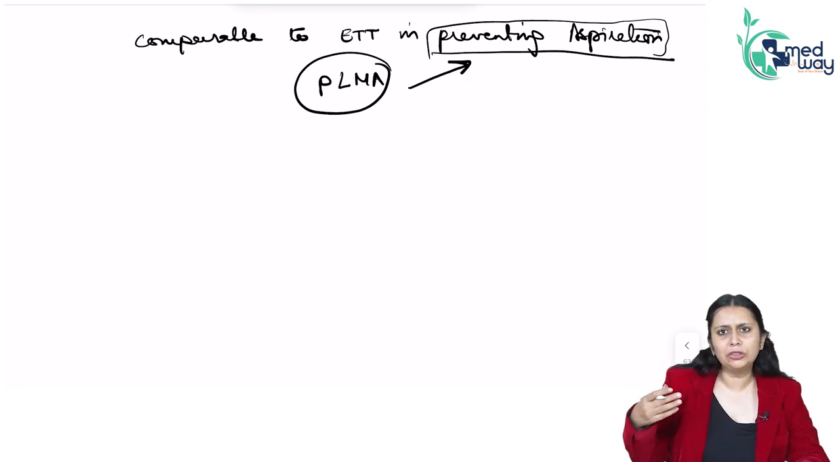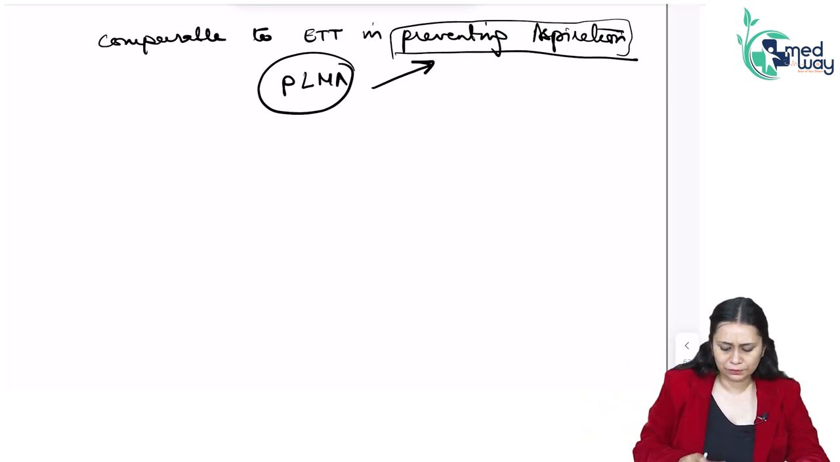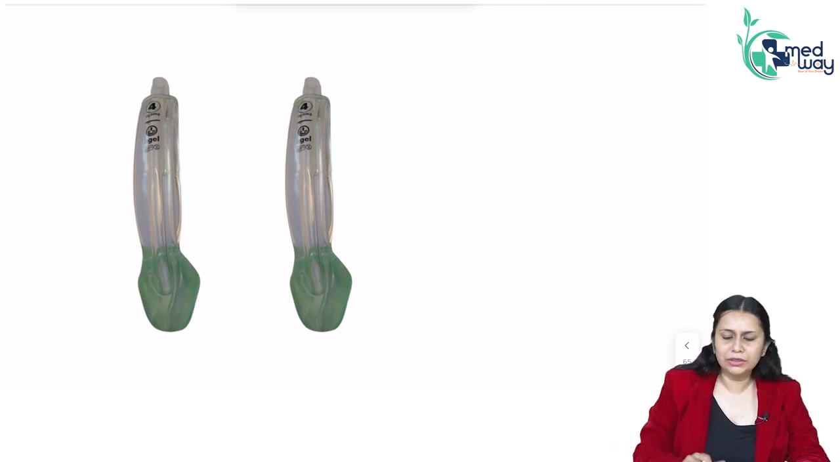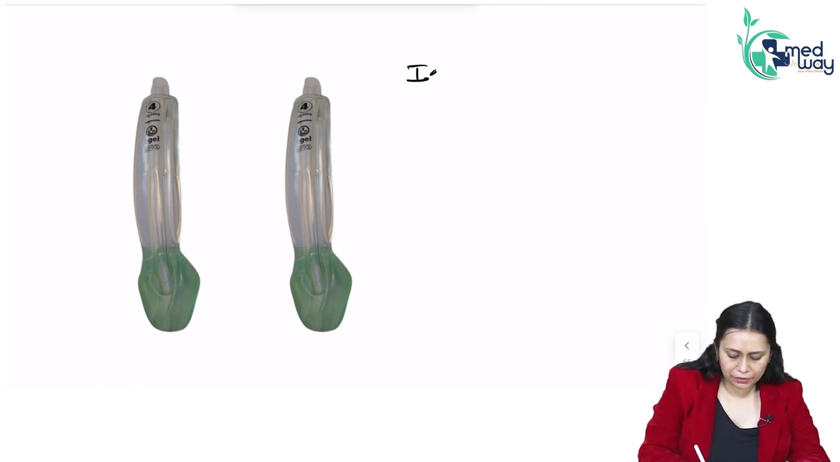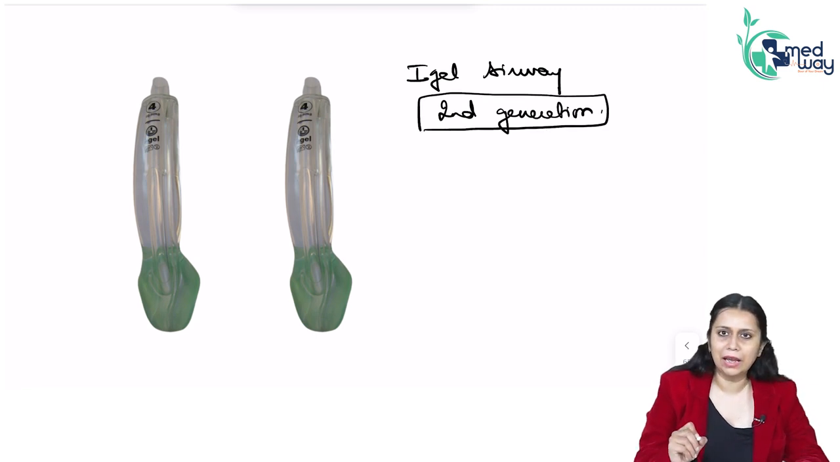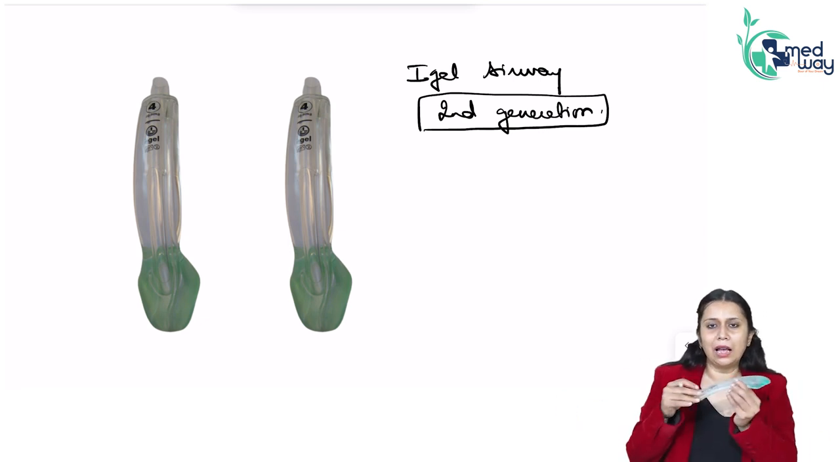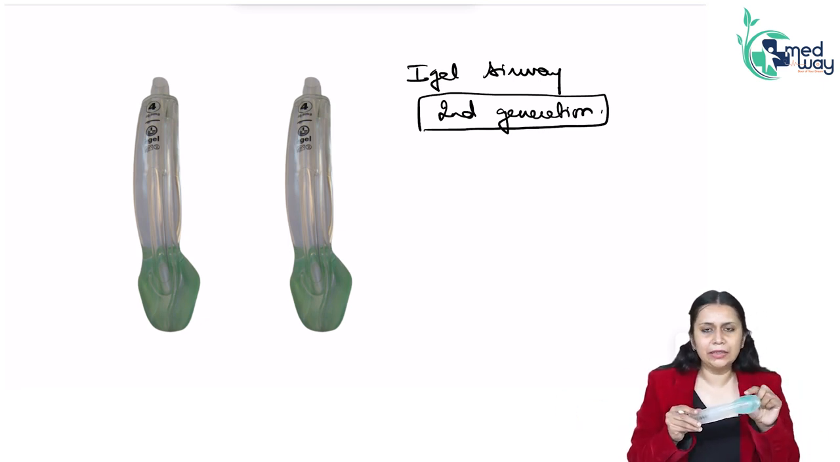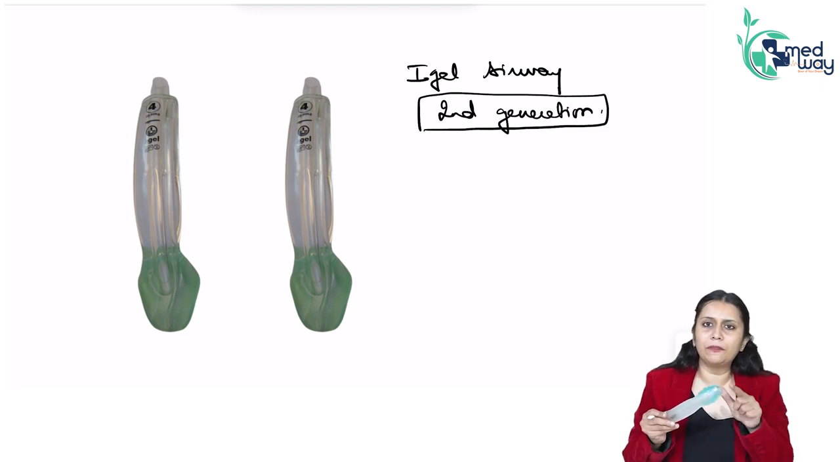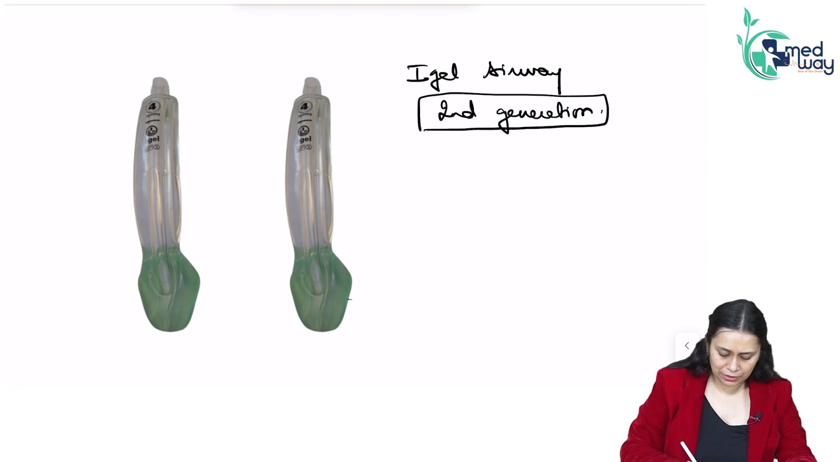Now there are other second generation supraglottic airway devices also, which I'll talk about. If you see, this is the iGel airway. This is also second generation, and it is also comparable to ET tube in preventing aspiration. Now you cannot see any inline tubing for inflation of the cuff. This has a non-inflatable cuff made up of a special polymer. So this cuff is non-inflatable.